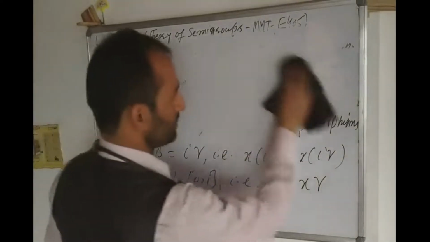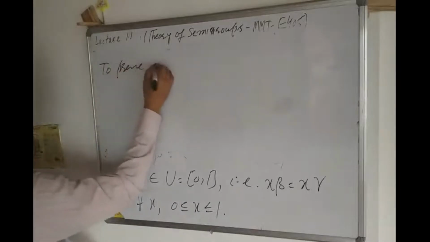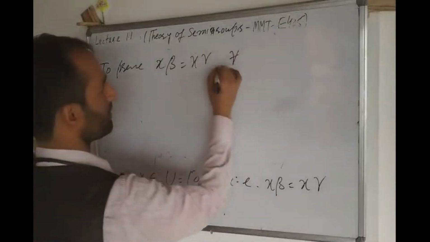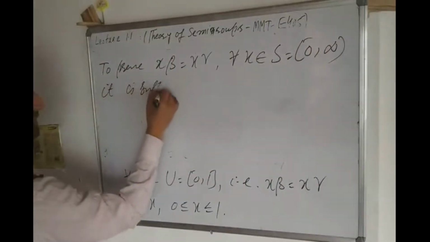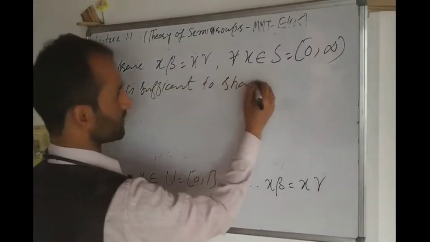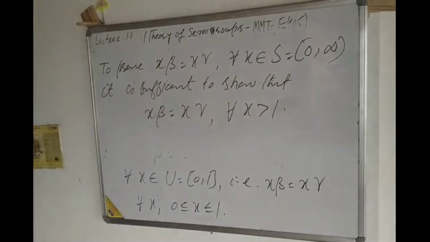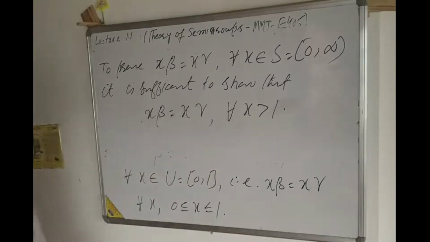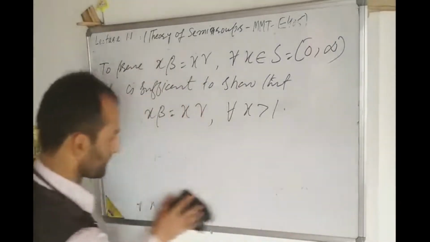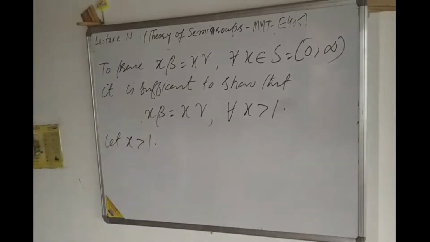So to prove x beta is equal to x gamma for all x belonging to S, which is 0 to infinity, it is sufficient to show that x beta is equal to x gamma for all x greater than 1. Because for 0 less or equal to x less or equal to 1, they are already equal. So it is sufficient to prove this equation for those values of x greater than 1. So let x be greater than 1.